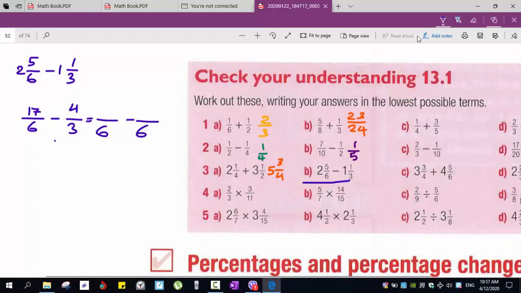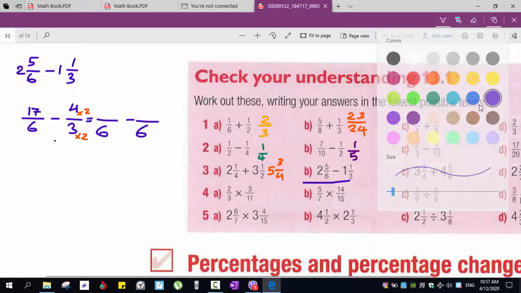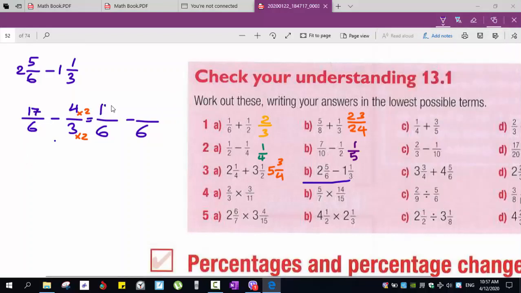Then this one must be multiplied by 2, top and bottom. Then we have 17 minus 4 times 2 is 8 over 6. 17 minus 8 is equal to 9 over 6. 9 and 6 are both divisible by 3, but before we divide them, you see the numerator, the top, is greater than the number on the bottom. So we have to represent this as a mixed number.